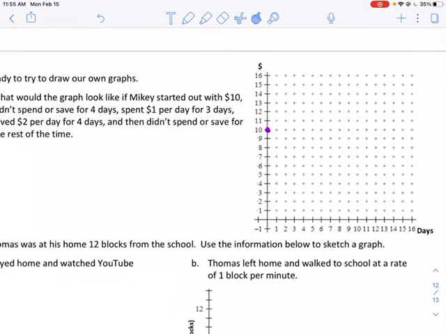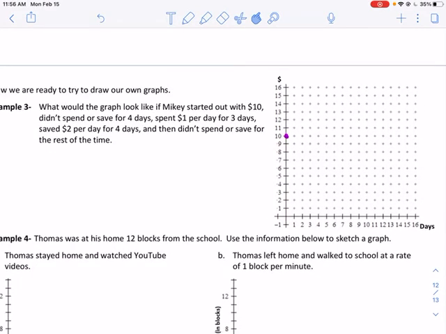Okay, let's move to the next part. Didn't spend or save for 4 days. So that means that he still has $10 in his bank account for all 4 of those days. So I'm just going to, if it helps you out, draw specific points. But remember, no change in his money is a flat line.